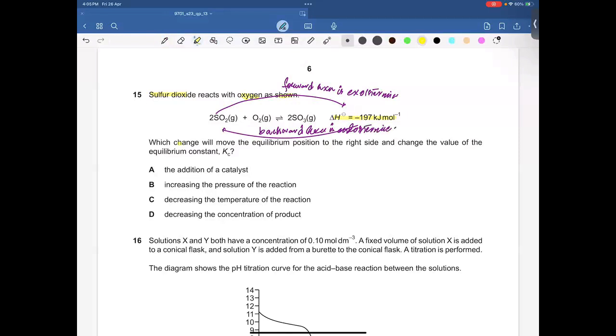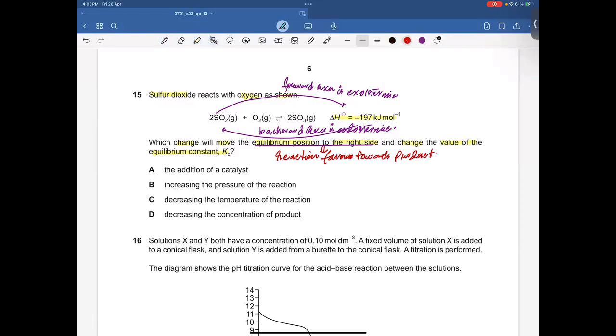Which change will move the equilibrium position to the right-hand side? So if the equilibrium position moves towards the right-hand side, then it means the reaction favors the product side, and changes the value of the equilibrium constant Kc.